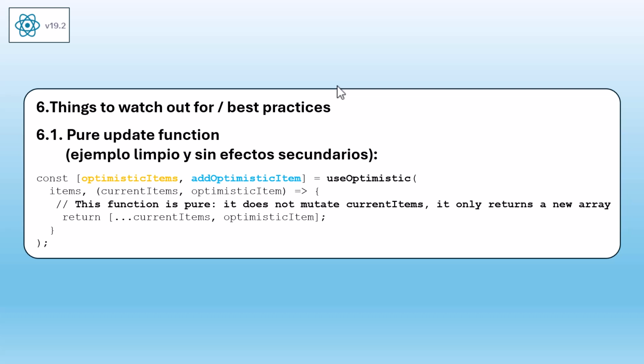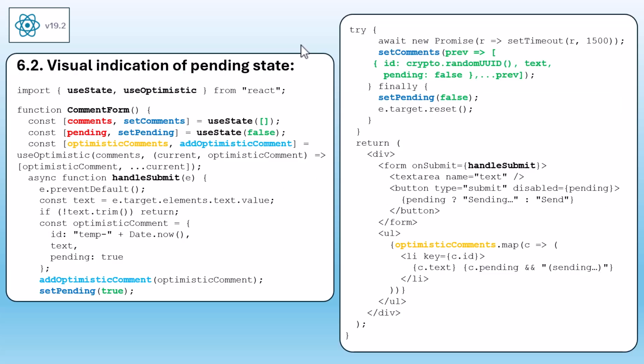6. Things to watch out for, best practices. While useOptimistic provides great responsiveness, there are several important considerations. Purity of update function. The function that computes the optimistic state must be pure. Given the current state and the optimistic value, it must produce the new state without side effects. This ensures predictability and avoids subtle bugs. Visual indication of pending state. Even though you update optimistically, it's good practice to show the user that something is still pending. For example, a sending label, spinner, or disabled button, so they understand the change is provisional.